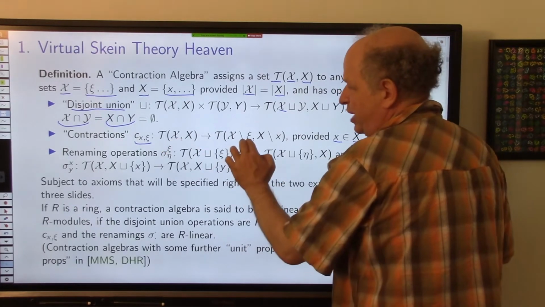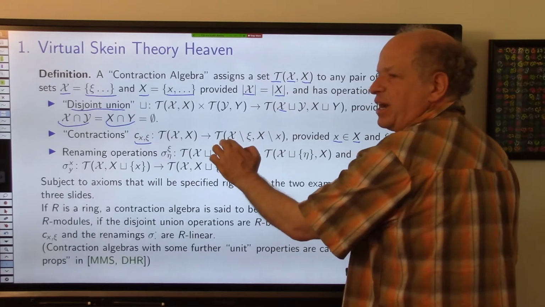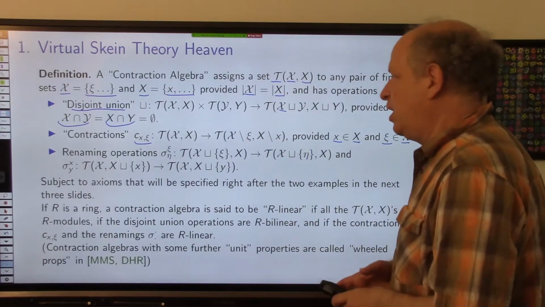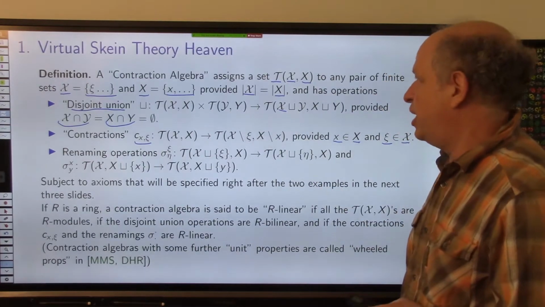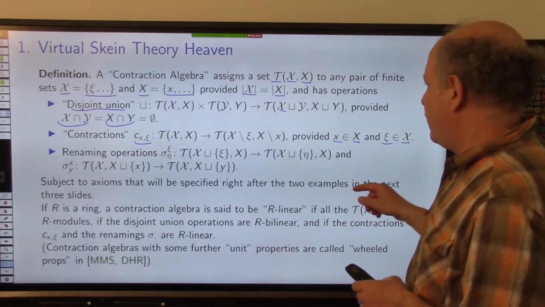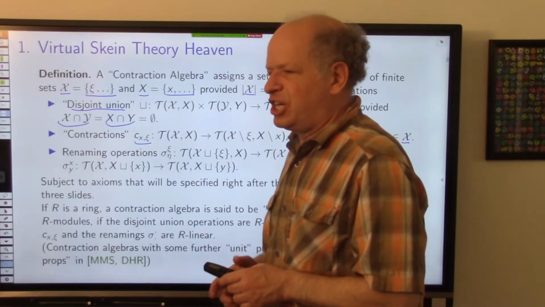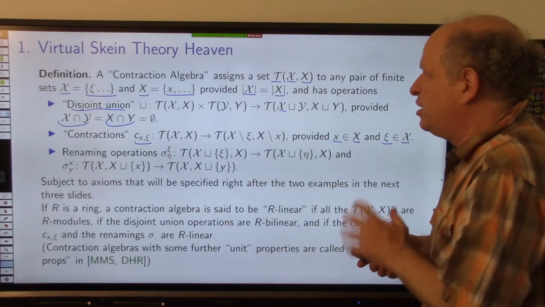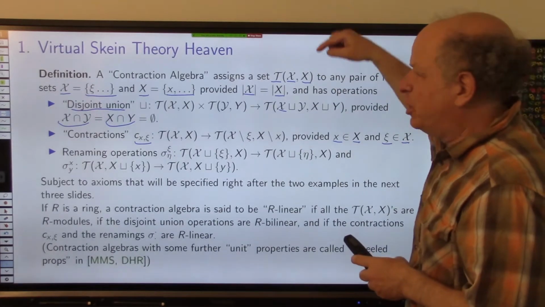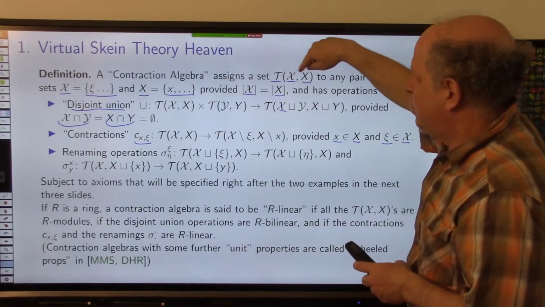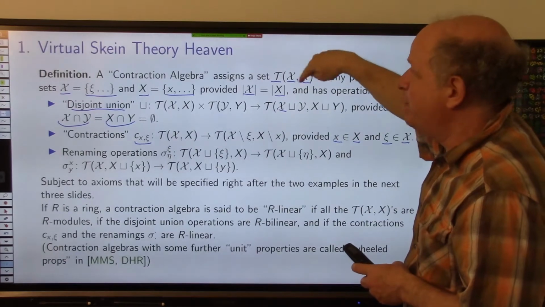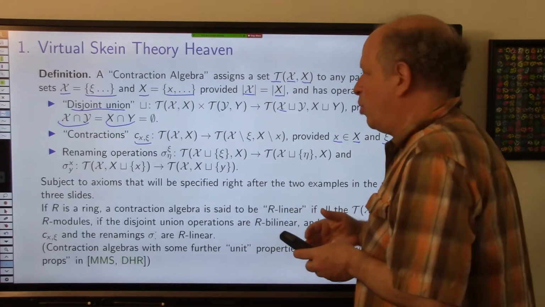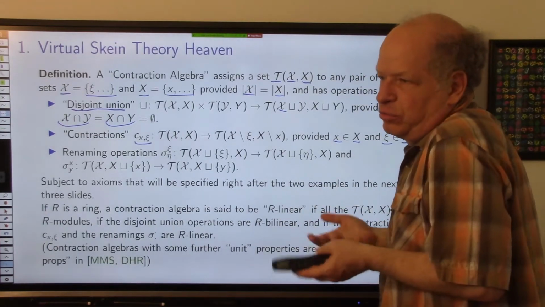So it removes Greek psi from calligraphic x and Latin x from uppercase x. And then there are renaming operations, which I will not really discuss in detail, but all they do is rename the labels. Basically, I could have said it in a more functorial language, but I don't want to bother.